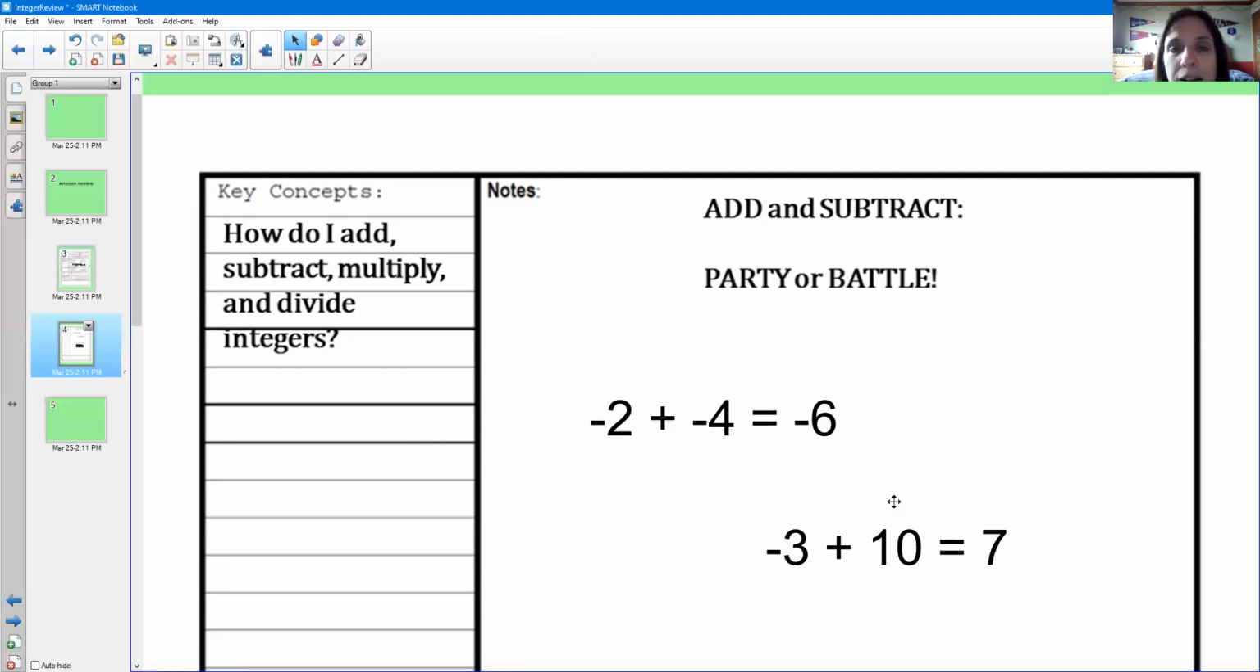If you want more practice with integer adding and subtracting, that's in the integer unit on your Google Classroom. But I would be happy to supply you with that. You could just reach out to me, okay? Adding and subtracting, party or battle.